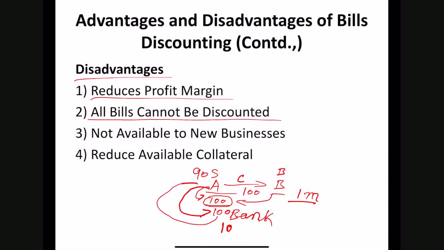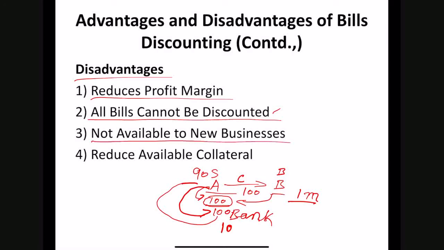And one more disadvantage of bills discounting is that all bills cannot be discounted. An entrepreneur can avail funds by discounting commercial bills only. So only commercial bills can be discounted by the banks. All the bills cannot be discounted. Further, the bank will evaluate the bills or invoices based on a number of parameters before providing funds. So that is one of the disadvantages.